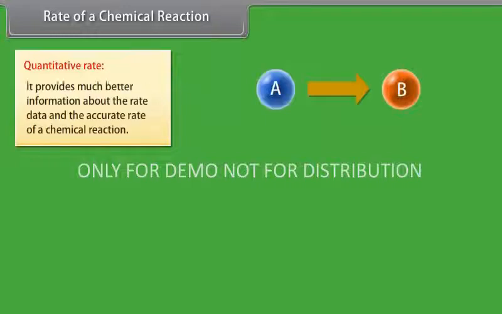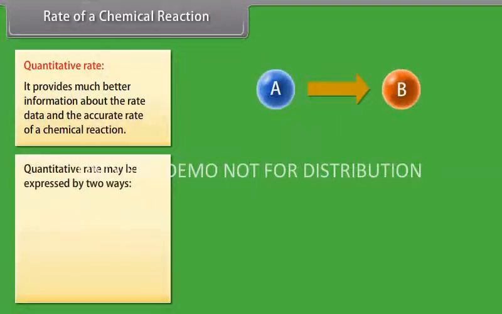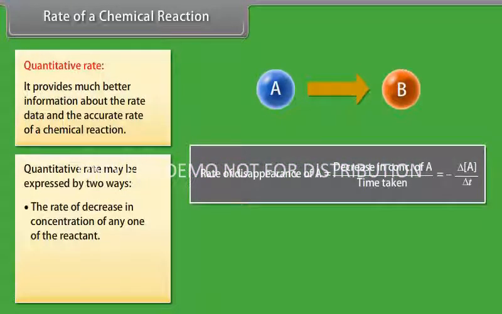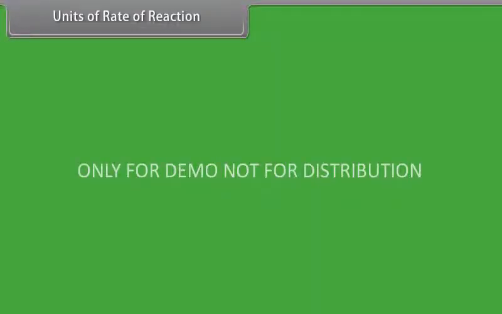Quantitative rate. It provides much better information about the rate data and the accurate rate of a chemical reaction. Quantitative rate may be expressed in two ways: the rate of decrease in concentration of any one of the reactants, and the rate of increase in concentration of any one of the products. Units of rate of reaction.